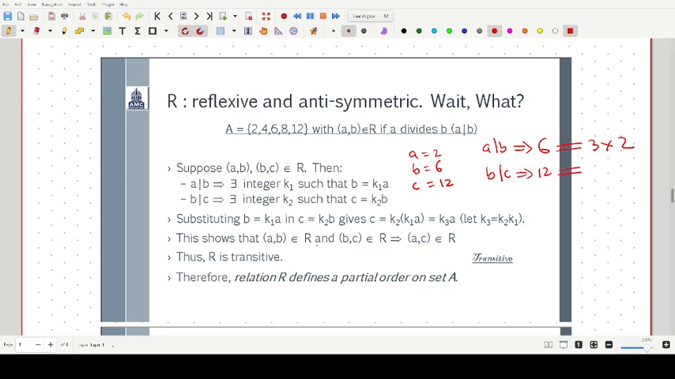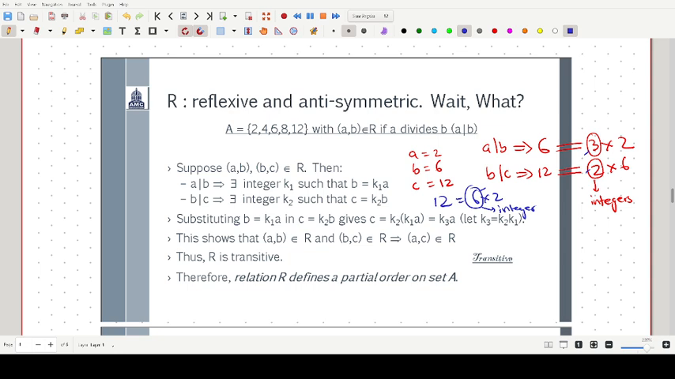12 can be written as 2 multiplied by 6, correct? So 3 and 2, both of these are integers. And hence, we also know that 12 is 6 multiplied by 2, and 6 is also an integer. And you see that 3 multiplied by 2 is giving us 6.